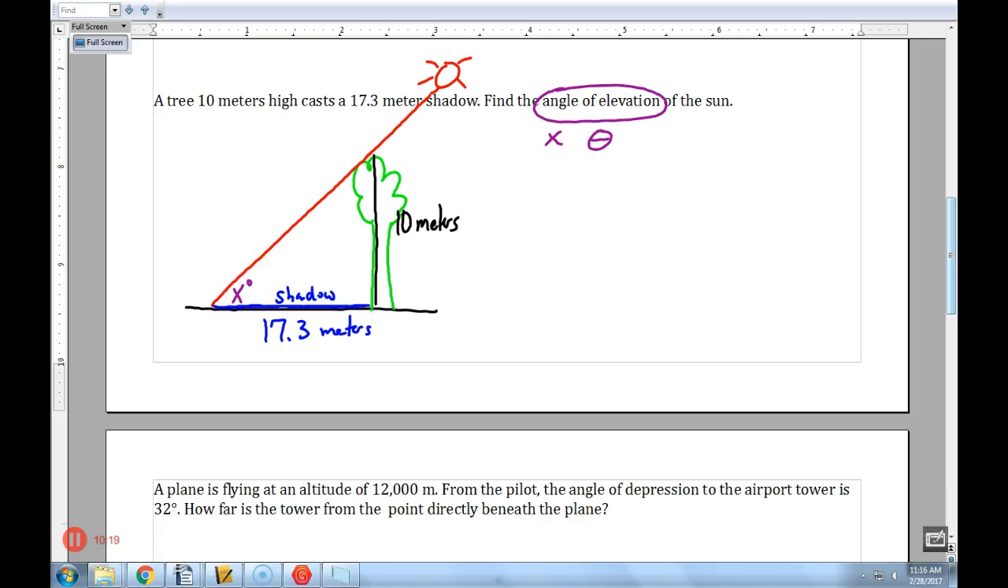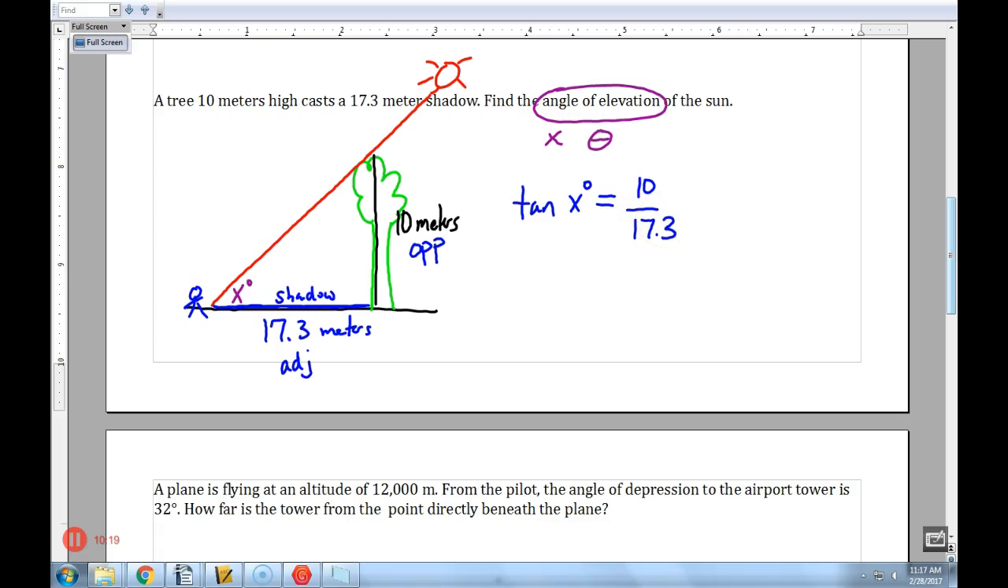Looking at this problem, my point of view, my reference point, is going to be right over here. And it looks like 10 is going to be the opposite, and 17.3 is going to be the adjacent. So I have to find the trig ratio that's opposite and adjacent, and that's tangent. So the tangent of x degrees is the opposite over the adjacent.